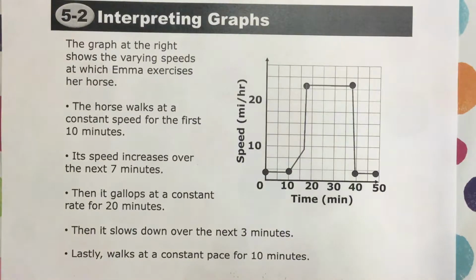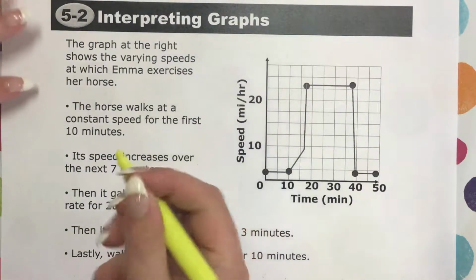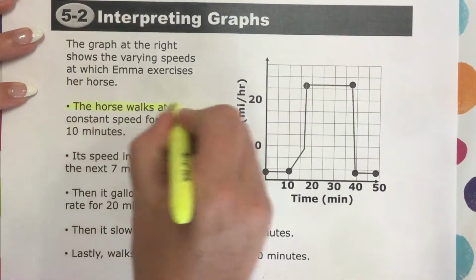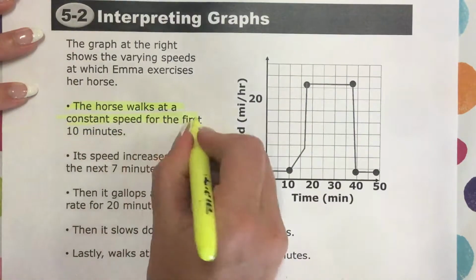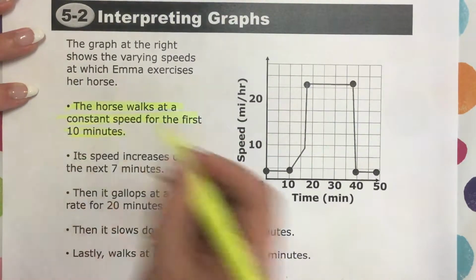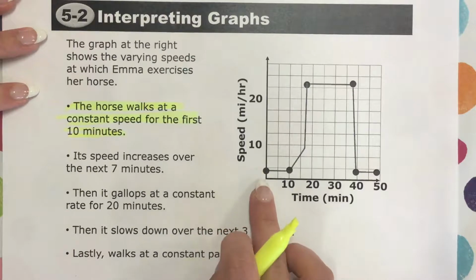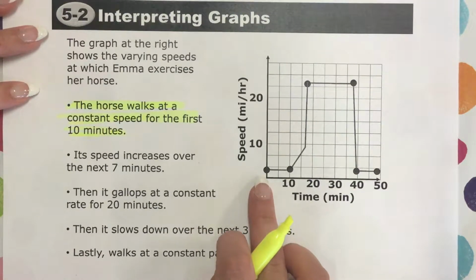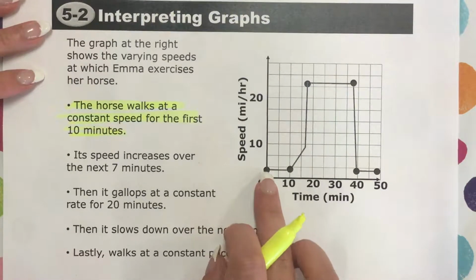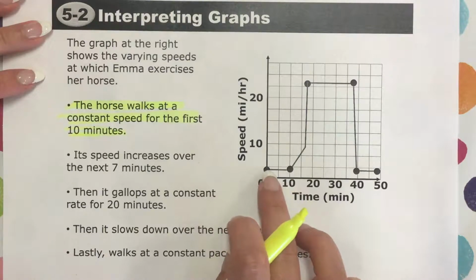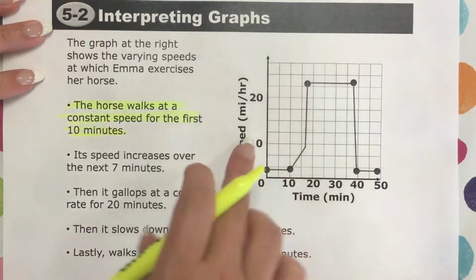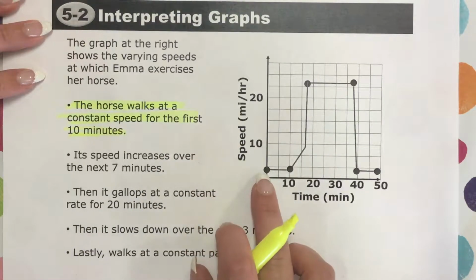The first one says the horse walks at a constant speed for the first 10 minutes. So here, at 0, this is when time starts, and the horse is walking at a constant speed. Whatever this speed is, it's a walking speed. 10 miles an hour is up here, so they're not going too fast.